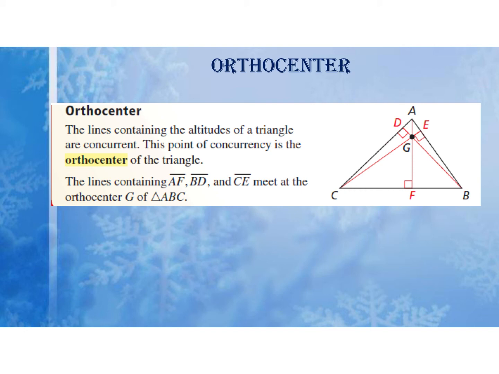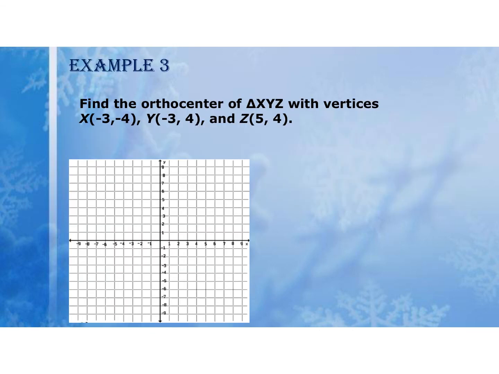The point of concurrency of the altitudes is called the orthocenter. So the orthocenter is going to be the point of concurrency where all of the altitudes meet. In this picture, all of the red lines here are our altitudes. So AF, BD, CE, they're all meeting at the point of concurrency, which in this picture is point G. So all of the red lines in this picture are your altitudes. All right, so let's try to locate an orthocenter.